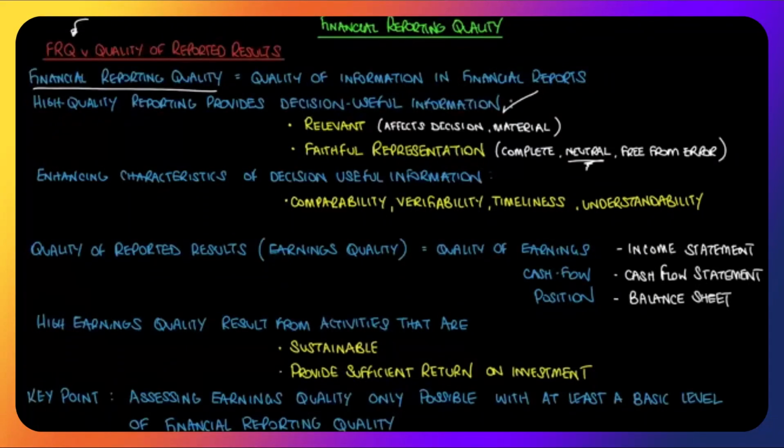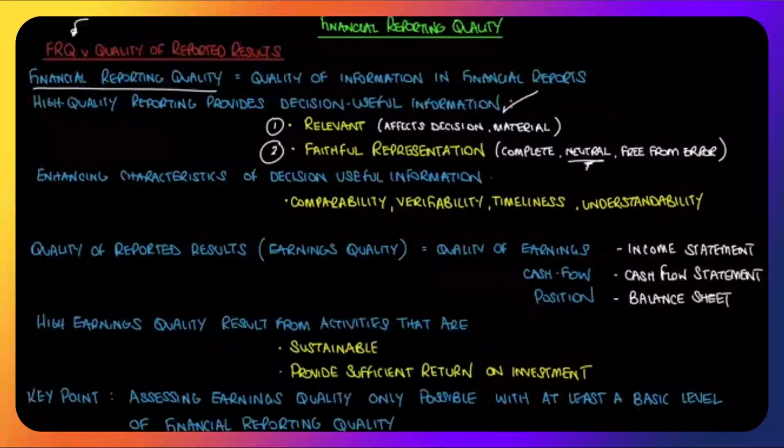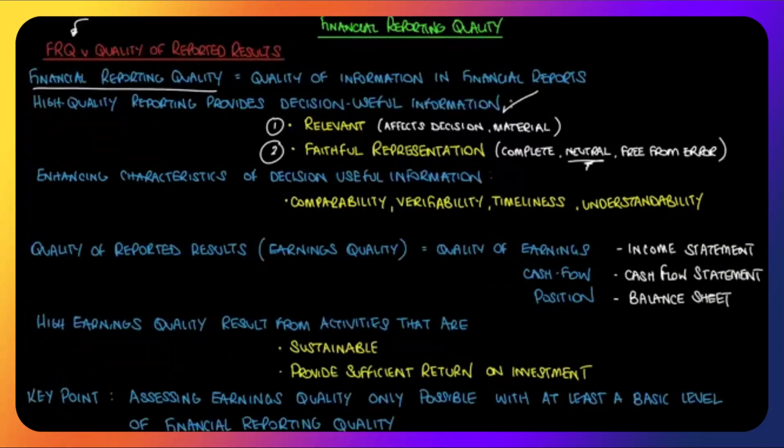Enhancing characteristics. The conceptual framework goes on and says, just so you're aware, these are the two primary criteria for decision useful information. But if you want a couple of enhancing characteristics that are also mentioned in that framework, they present to you comparability, verifiability, timeliness, and understandability.